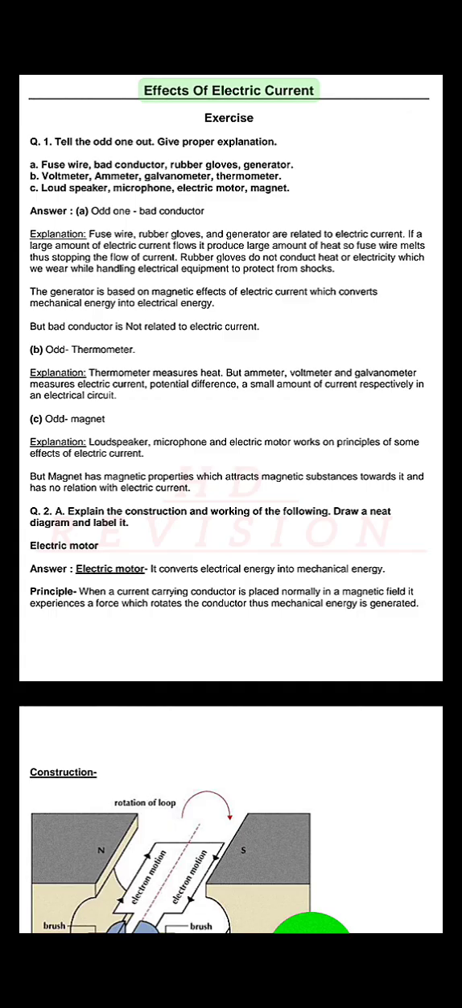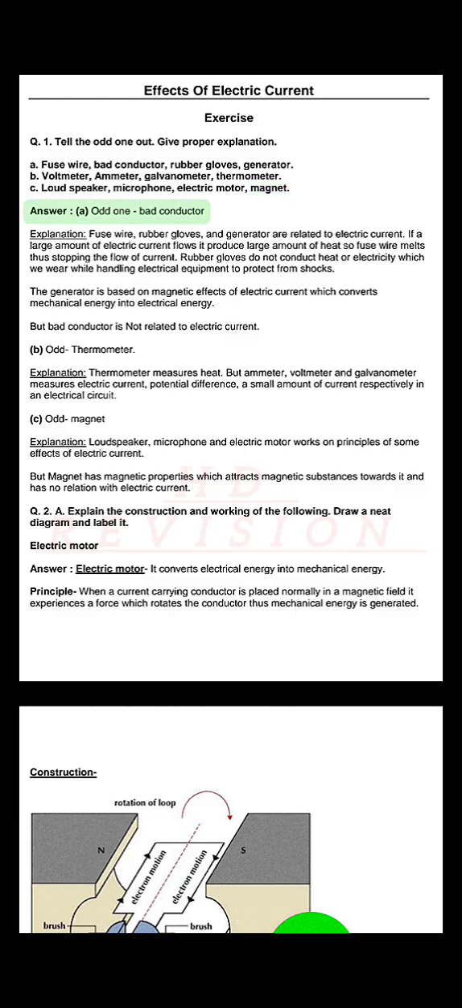Effects of electric current. Exercise. Q. 1. Tell the odd one out. Give proper explanation. A. Fuse wire, bad conductor, rubber gloves, generator. B. Voltmeter, ammeter, galvanometer, thermometer. C. Loudspeaker, microphone, electric motor, magnet.